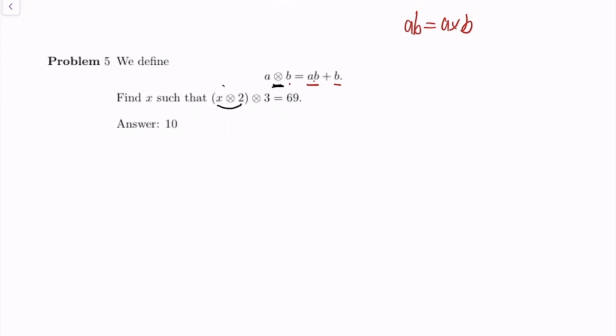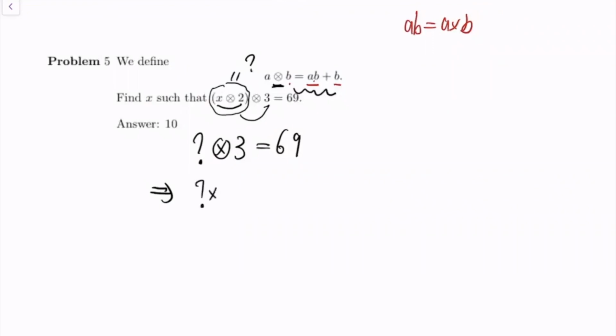Now here it says if we have number X, X do with 2 first, and then this resulting number do with 3, and you get 69. So how do we do it? First of all, let's say this one is question mark. So first we have question mark with 3 equals 69, right? Well, we just apply this given rule. So we have question mark times 3 plus 3 equals 69. And from here, we quickly get this question mark equals 66 divided by 3. So we get 22, right? So this one is 22.